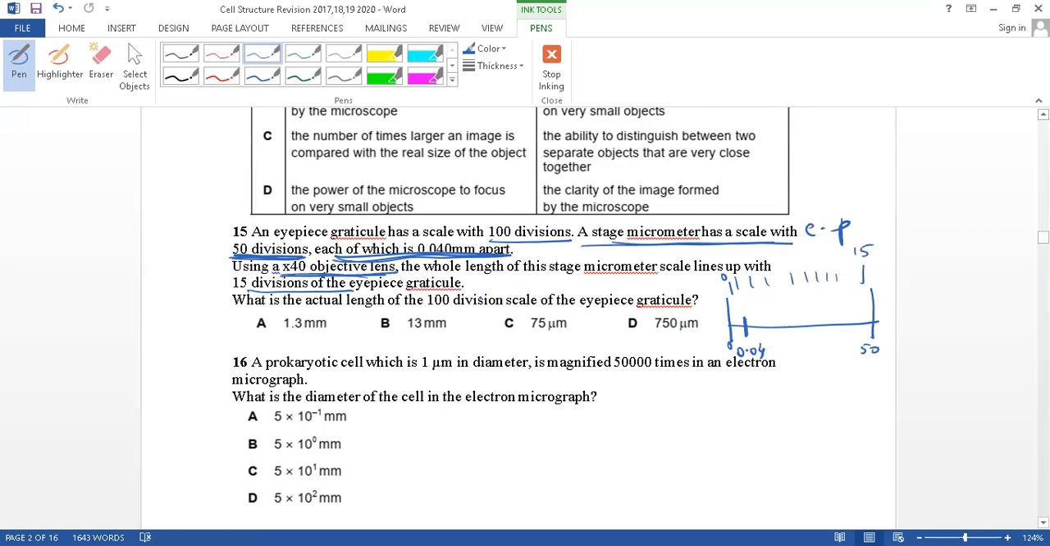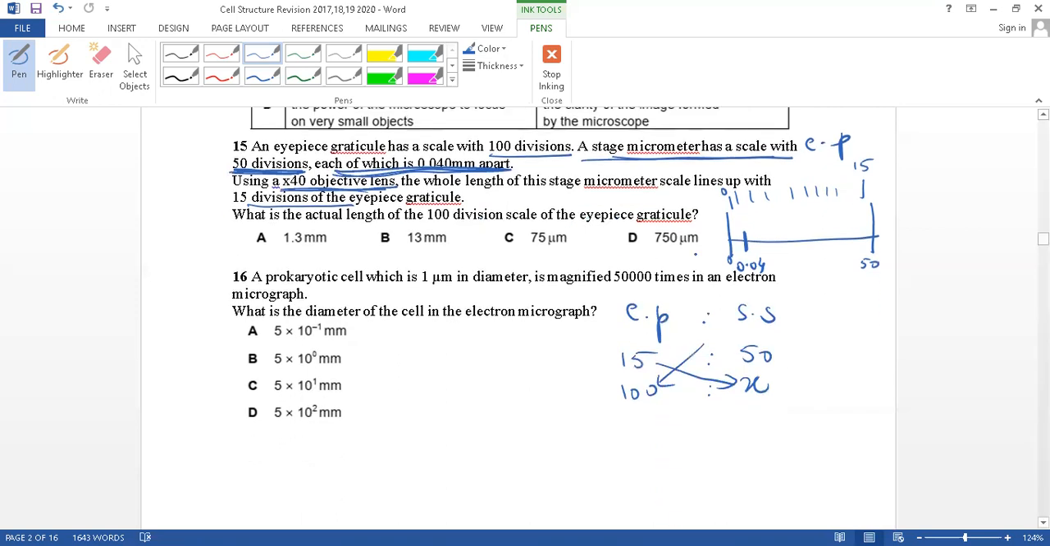So what is the actual length of the 100 division scale of the eyepiece reticule? 15 eyepiece divisions are equal to 50 stage scale divisions. We are going to do it this way: eyepiece equals stage scale. So 15 eyepiece divisions equal 50 stage scale, so 100 would be equal to how many? You're going to cross multiply it. 100 times 50 divided by 15 is going to give you how many stage scale divisions equal 100 divisions.